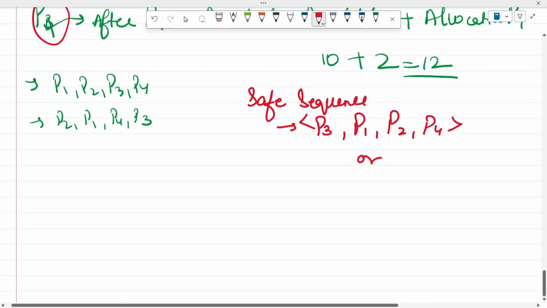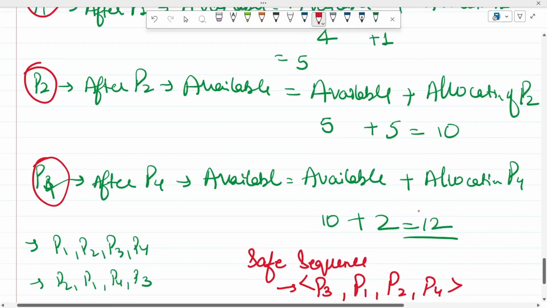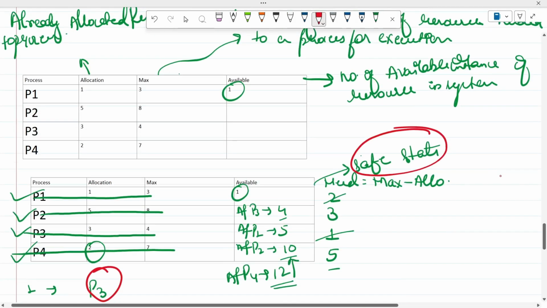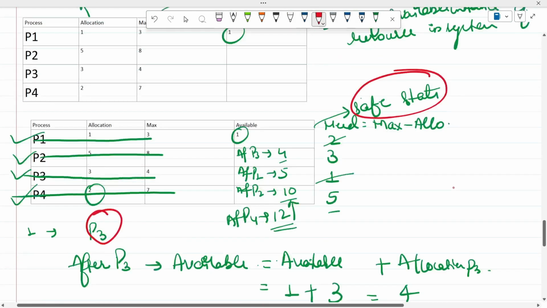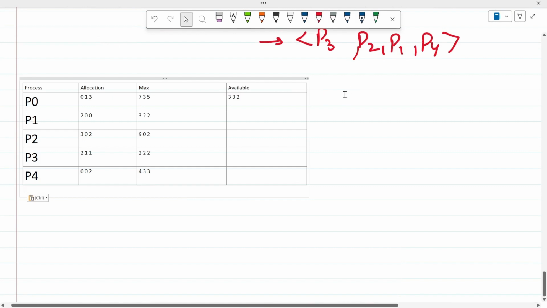If you take P2 and then P1, then the safe sequence looks like P3, P2, P1, and P4. So this is also a correct answer. I hope you understand the banker's algorithm. So this was an easy question. I hope you understand this. Now let's solve the other question, which is this one.